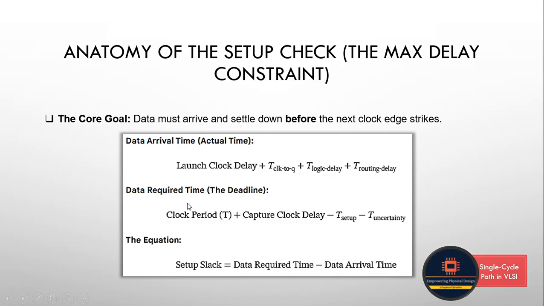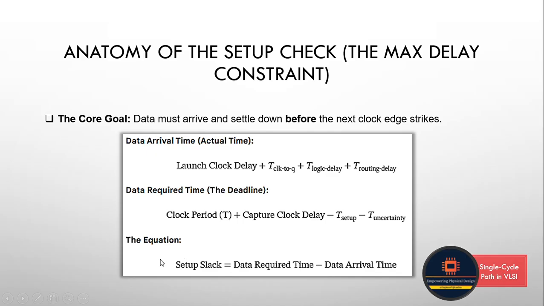What should be the data required time? The data required time should be clock period. Let's consider here it is a single clock. So single clock period plus capture clock delay minus setup time, that means the minimum time before the clock edge, minus uncertainty. Due to some timing variations or jitter, we will have some uncertainty. So now we have both the data arrival time and the data required time.